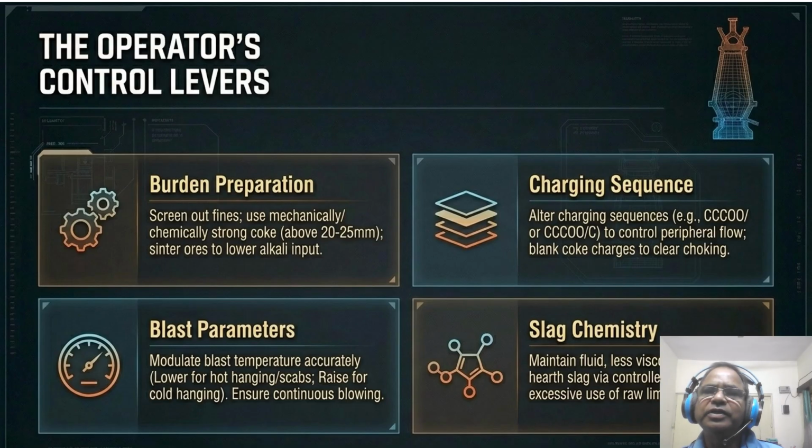A furnace failure is rarely the result of one bad decision. It's the accumulation of ignored telemetry. So master these levers, watch your signatures, and you will keep your furnace and your plant stable.